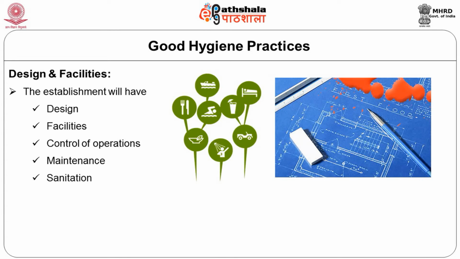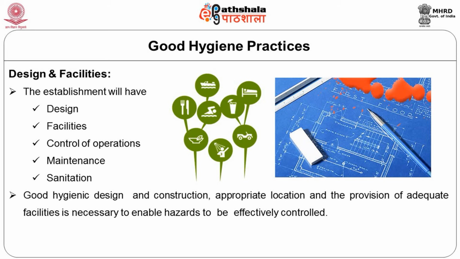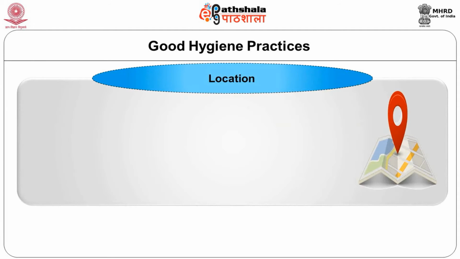Now we will see how the design and facilities in the establishment are important in maintaining good hygiene practices. Good hygiene design and construction, appropriate location, and the provision of adequate facilities are necessary to enable hazards to be effectively controlled. So we will come to the location where this food processing unit has to be located. From the primary production, food is transferred to the processing unit. The location of the processing unit is very important.